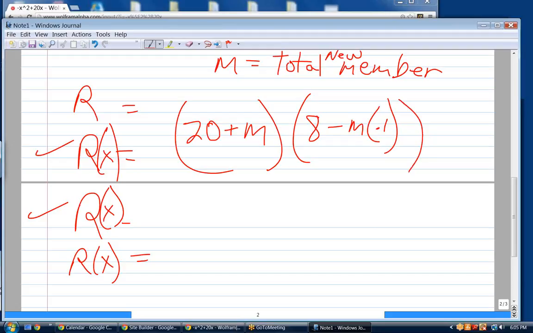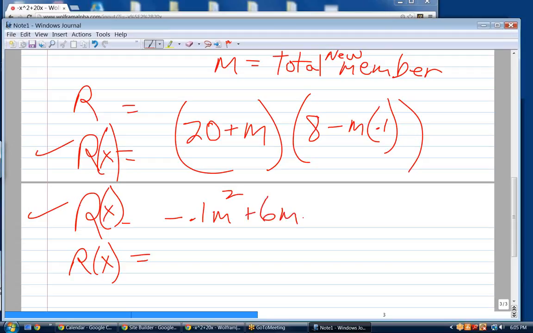that opens down. So when we FOIL these out, we get minus 0.1 m squared plus 8m minus 2m plus 6m plus 160. I believe that might be our quadratic. Notice that if m is 0 and there's no new members, the total dues are 160. All right, this looks right.